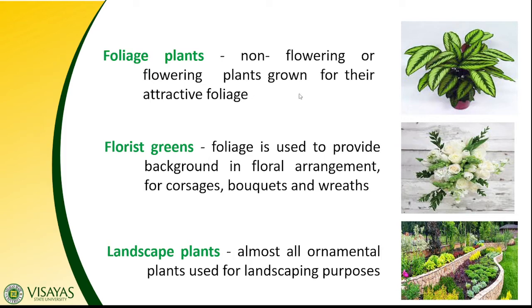So the foliage plants and the forest greens are both grown for their foliage, but the difference is that for foliage plants, it's the whole plant that is being displayed or grown for its attractive foliage. But for the forest greens, they are used as background for floral arrangements. So they are not the main crop. It's the flowers that are used for corsages, bouquets, and wreath making.